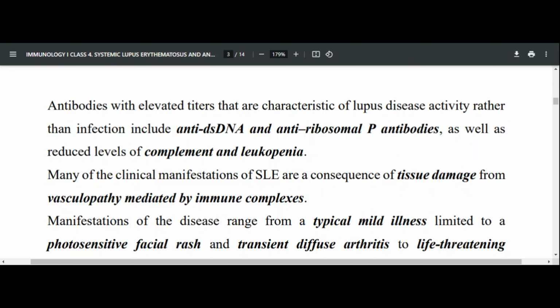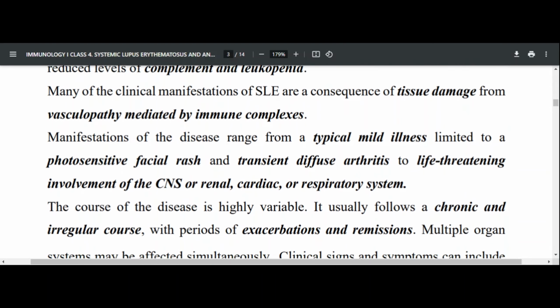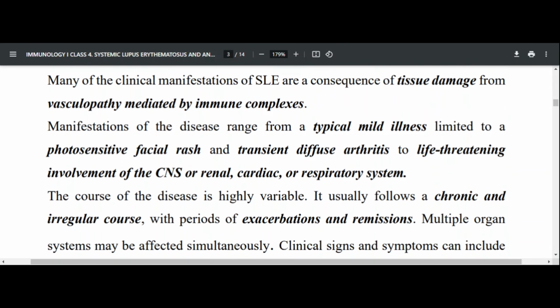That is the major manifestation of systemic lupus. The manifestation of the disease can range from a typical mild illness, just a limited case of photosensitivity, facial rash, as well as transient diffuse arthritis, to serious life-threatening involvement of the central nervous system and the renal, cardiac and respiratory systems. So most systems are affected. That's why systemic lupus is considered a multi-organ or multi-system condition.